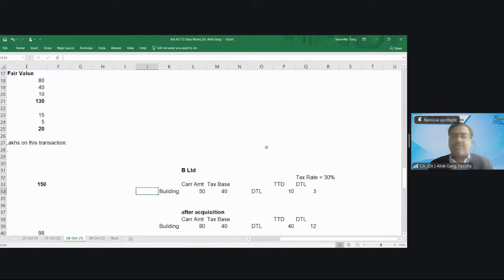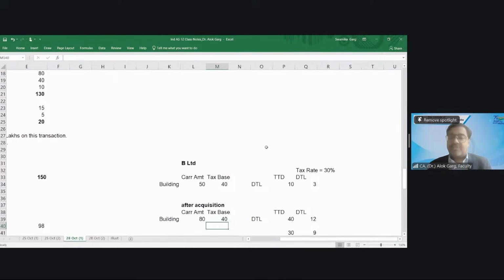So in this case also, in the acquiree's balance sheet, an automatic DTA or DTL must be there. Why? Because of the difference between the carrying amount and the tax base. After acquisition, what happened? This 50 is valued at 80, right? So the 50 rupees of building has been fair valued at 80.